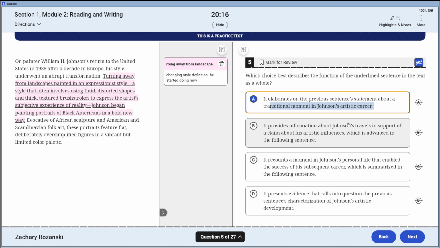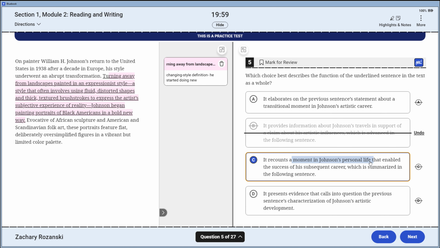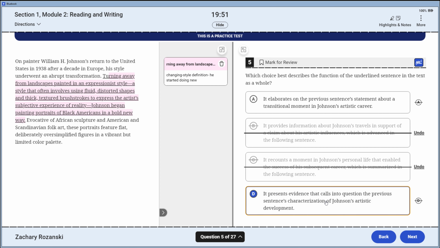It provides information about his travels. Now, I have no idea where he went. Get out of my face. It recounts a moment in his personal life that enabled this. It recounts. I would want a detail of this, but this is just a change. When they say a moment in his personal life, everyone's like, a girl broke up with him and he started crying. So that's not what we're looking for. It presents evidence that calls into question the previous sentence's characterization of his development.